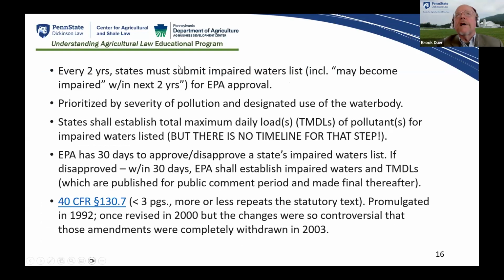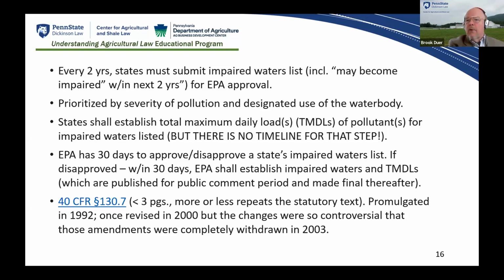More parts of these obligations of the states. Every 2 years, the states must submit impaired water lists to EPA, including what may become impaired within the next 2 years, so the life of that report. And then it is for the EPA's approval. Well, I'll just keep going. Now, they are to be prioritized by the severity of the pollution and the designated use of the water body.